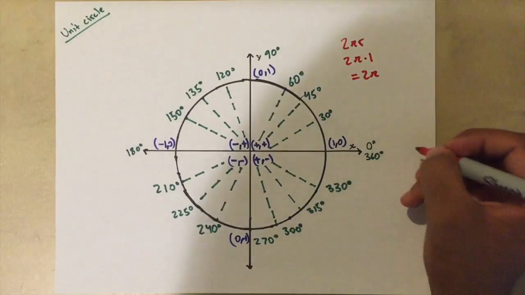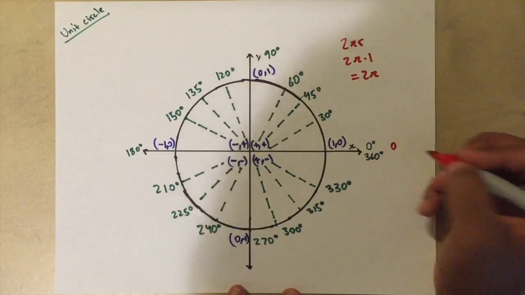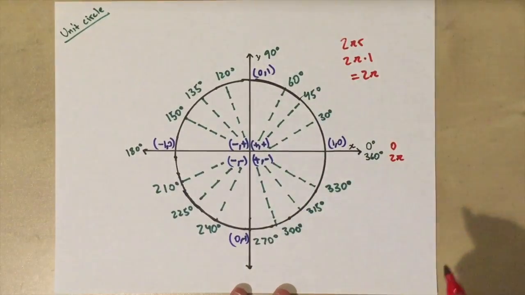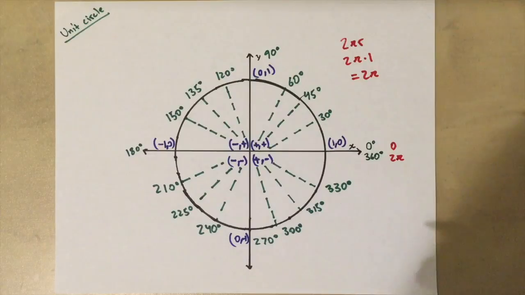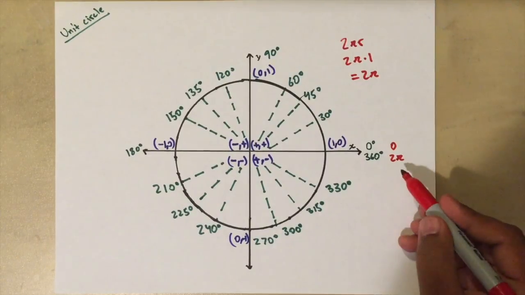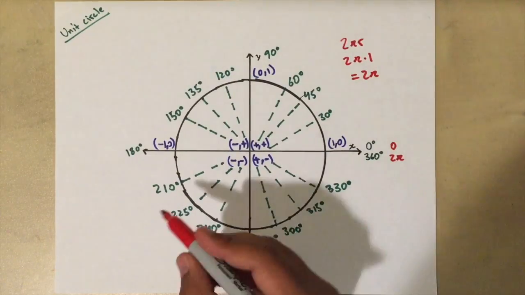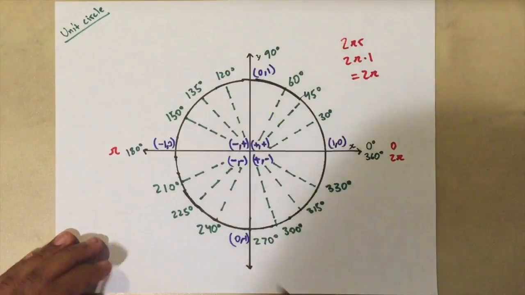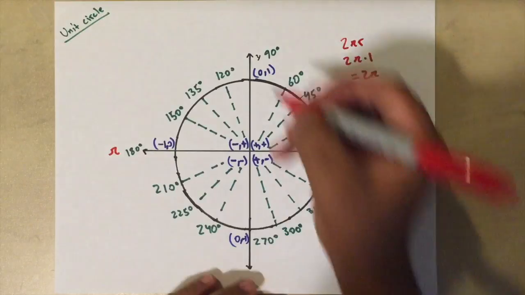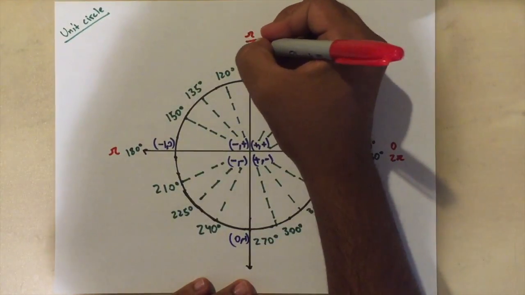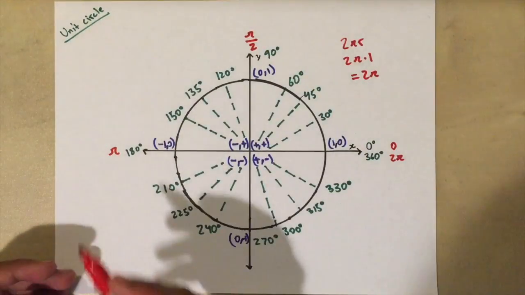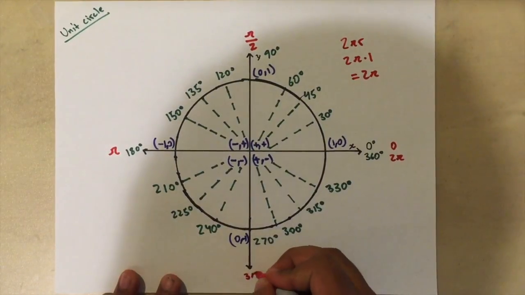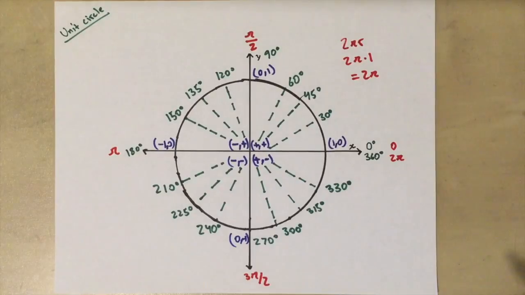First, we'll start off with 0 radians here, and we'll end with 2 pi radians here. Just as we did with the degrees, we can cut this up too. If we cut 2 pi in half, 2 pi over 2 gives us just pi. If we cut pi in half, we get pi over 2. If we cut from pi to 2 pi in half, we get 3 pi over 2.